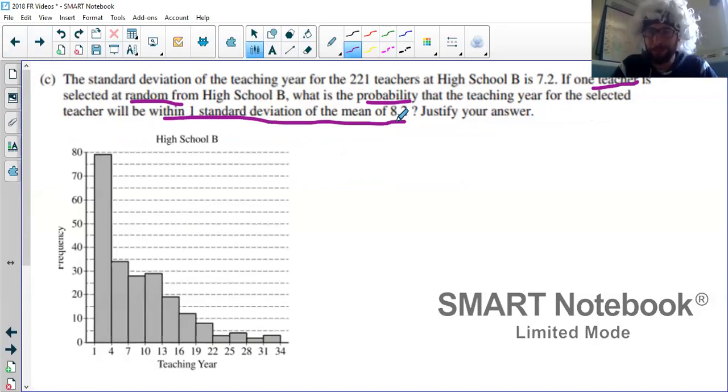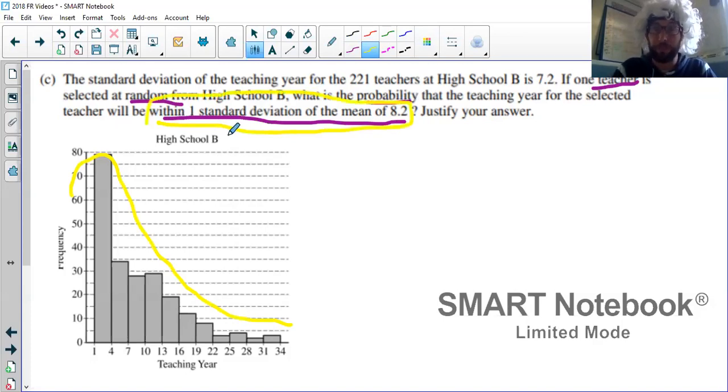But what happens to some people is they get in this robotic, mindless AP stat mode, and maybe use normal CDF, but I'm pretty sure you would agree that this is not a normal distribution. So the first thing we want to think about is within one standard deviation of the mean of 8.2.